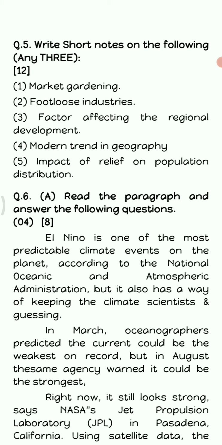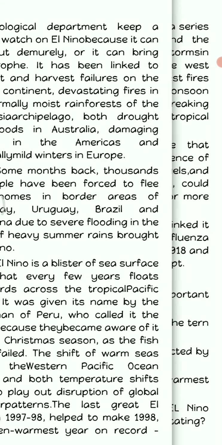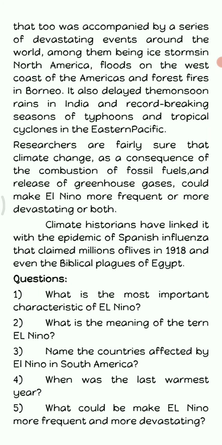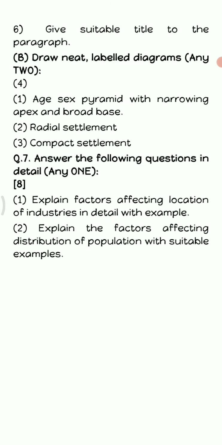Next is question number 6, A section. Here a paragraph is given related to the geography subject. You must read this paragraph properly, and based on it you have to answer the questions. While writing the answers, you are not supposed to write the sentences as they are. You have to rewrite the sentences or make some changes in them.